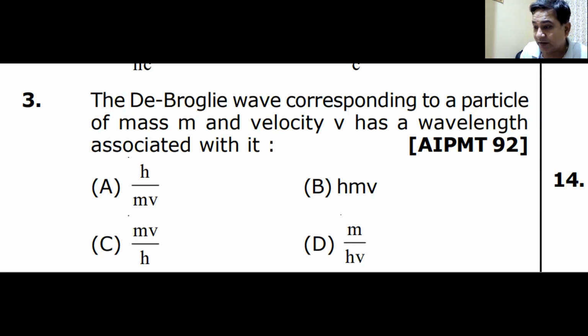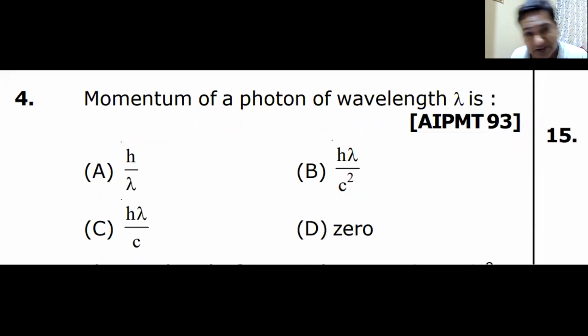Remember, this is in the year 1992. And the answer is A. Then you can see, as I told you, they have a lot of creativity. And the creativity that they use is this one. You see? This is the question in the next year's AIP.